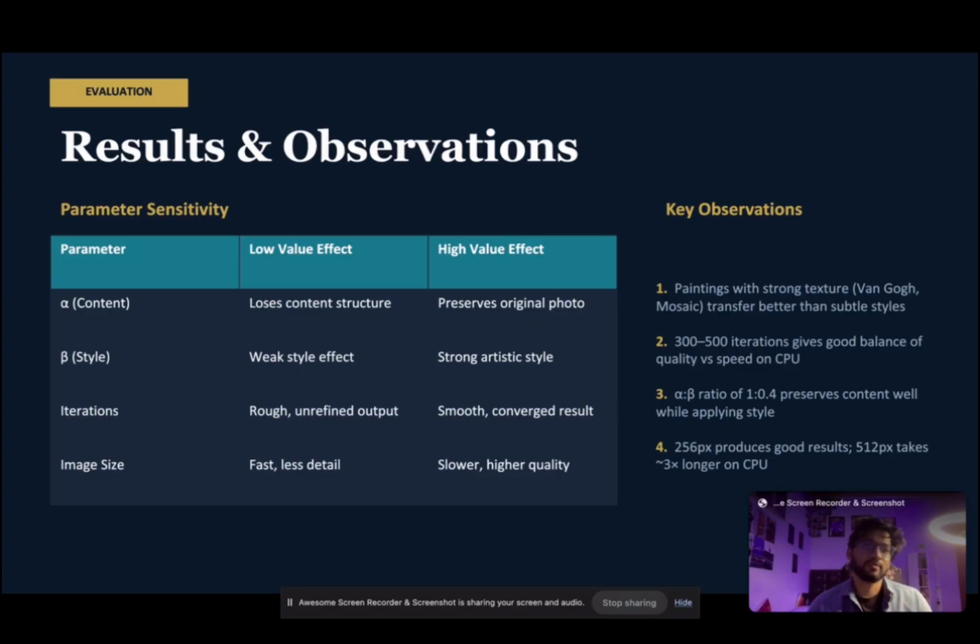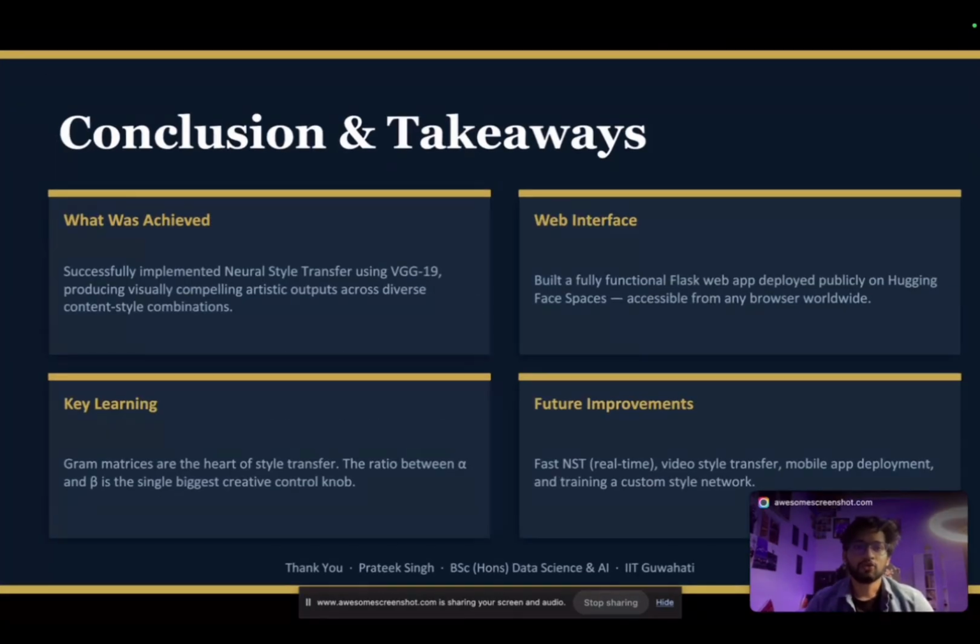Also, an image size of 256 pixels took 5 to 8 minutes on the CPU, whereas generating a 512 pixel image took around three times longer, approximately 10 to 15 minutes. It totally depends on the speed of your CPU, or if you're using a GPU, then it would produce much quicker results.